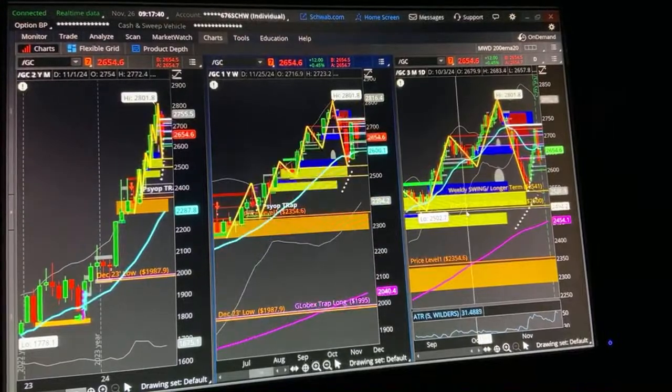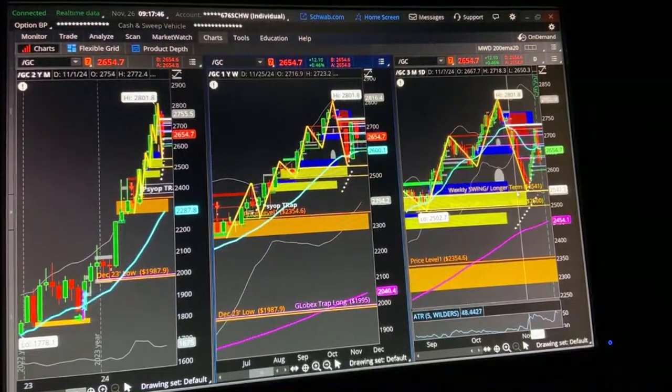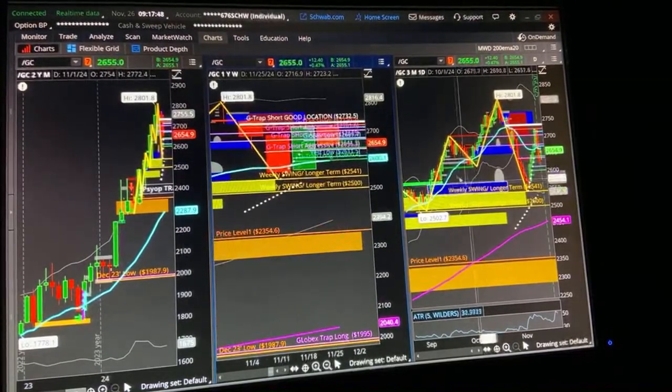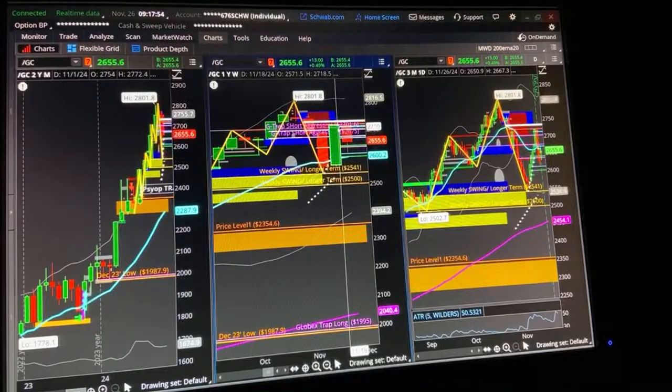We were talking a lot about this weekly level 2541 right in here. I have my levels, impulse and correctional waves, mapped out here. Now check this out. What's ironic is we had a nice little positive COG close on the weekly, and then we're pulling back down into it.